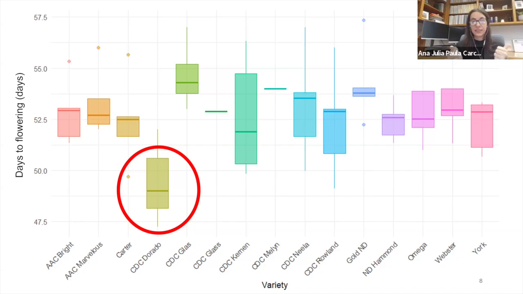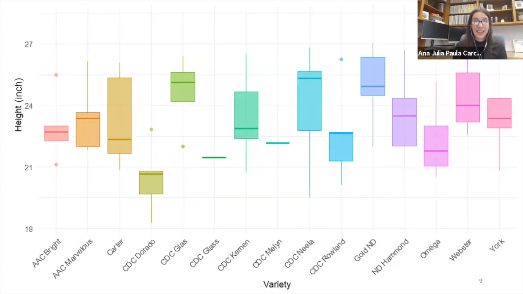Saying that, let's keep going with another trait. Now, let's see height, for example. Again, there were some differences in height when we're seeing this data. But again, the one that was clearly different and clearly shorter was CDC Dorado again. So just keep in mind how these varieties are different.